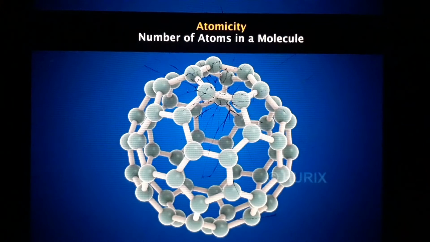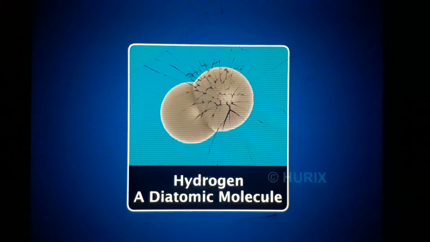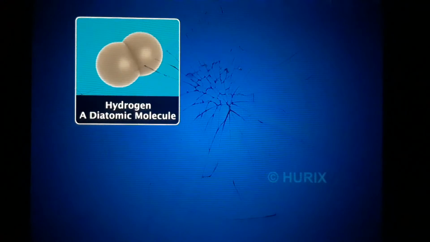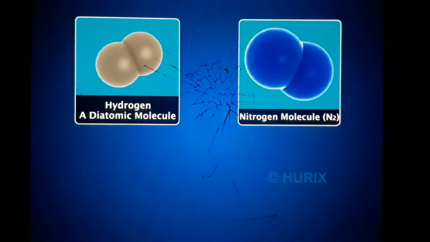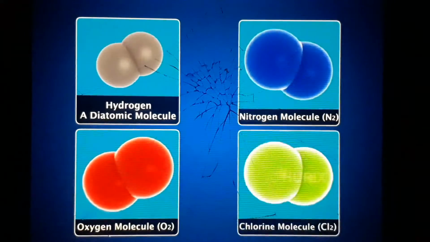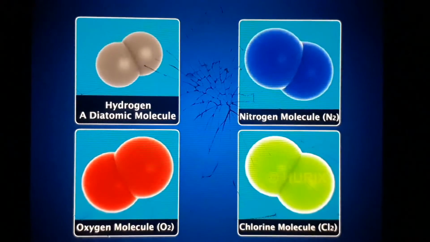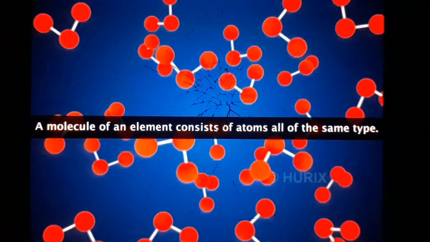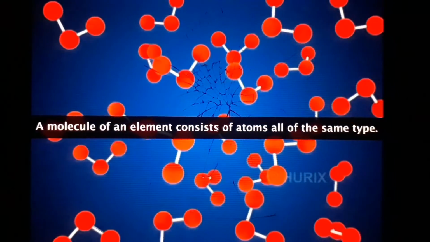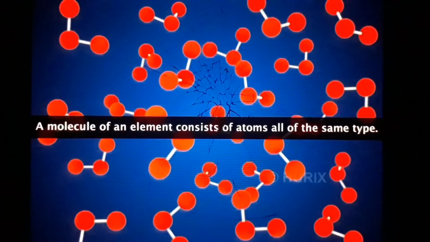The number of atoms constituting a molecule is called its atomicity. Hydrogen is a diatomic molecule, that is, it has 2 atoms. Other examples of diatomic molecules are nitrogen, oxygen, chlorine, etc. A molecule of an element consists of atoms all of the same type.